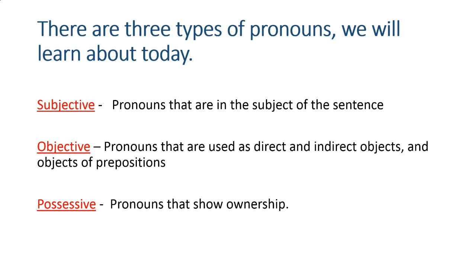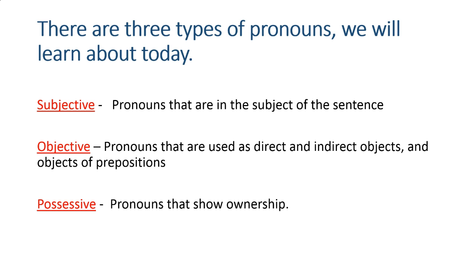We're going to learn 3 types of pronouns. Make sure you get this stuff in your notes. First of all, subjective pronouns are pronouns that are in the subject of the sentence. I went to the store. I is in the subject of the sentence, so it's a subjective pronoun. We played ball. We is a subjective pronoun. It's in the subject of a sentence. They are awesome. They is a subjective pronoun.